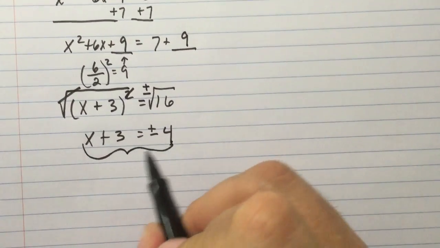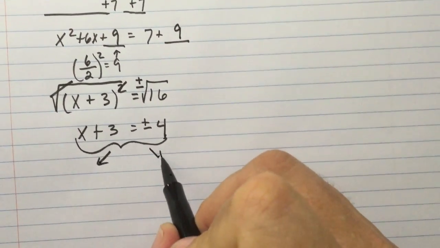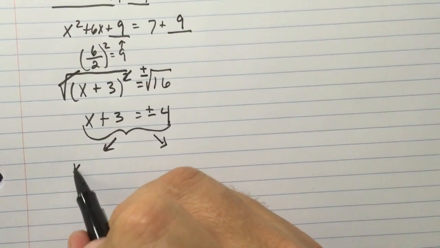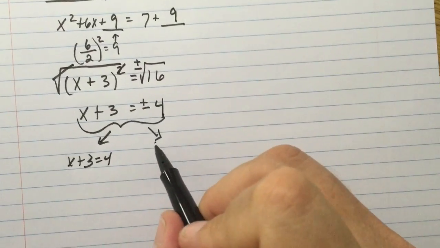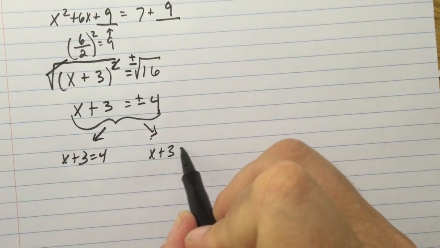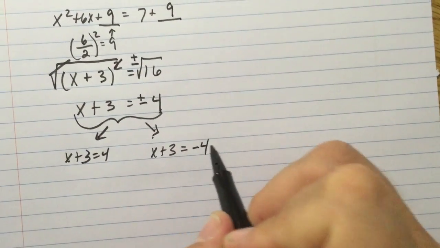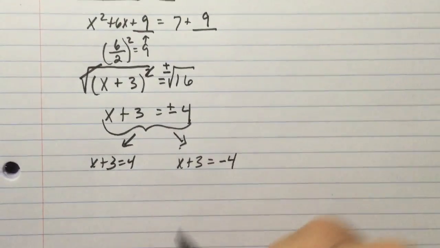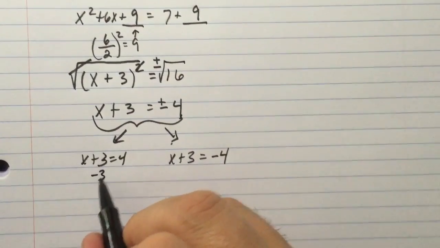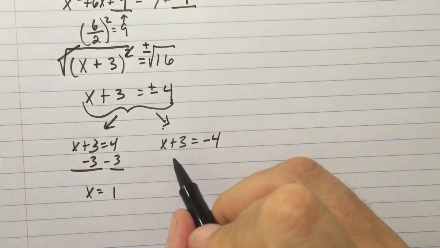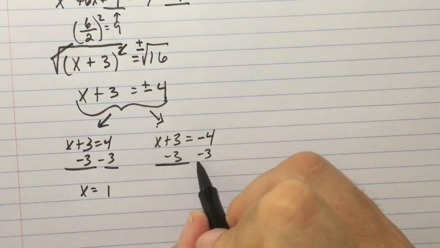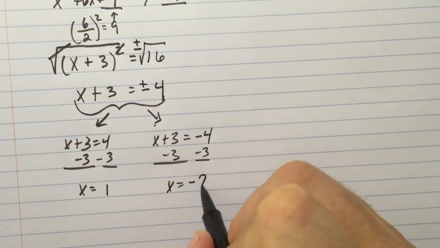At this juncture, you want to create two equations. The first one will be x plus 3 equals 4. The other one will be x plus 3 equals the other answer, negative 4. Now we're just going to solve for x. So we're going to subtract 3, and x is equal to 1. Subtract 3, and x is equal to negative 7.